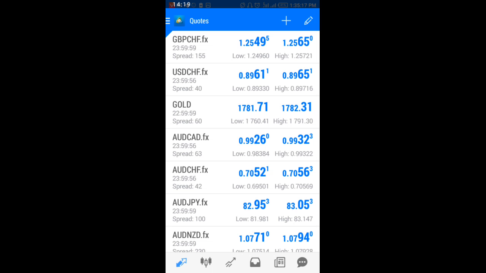You can see it's even written here. This broker wrote it. Spread 155. That is the spread. Look at the second one, USD CHF. The spread 40. Look at gold. Spread 60. And so on.